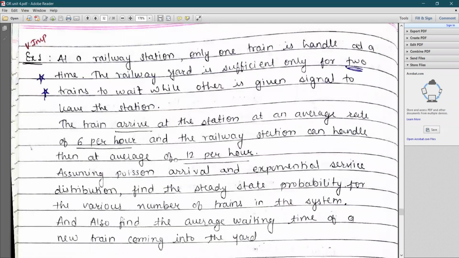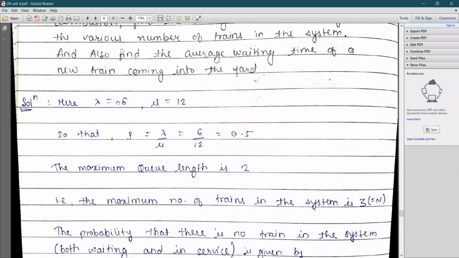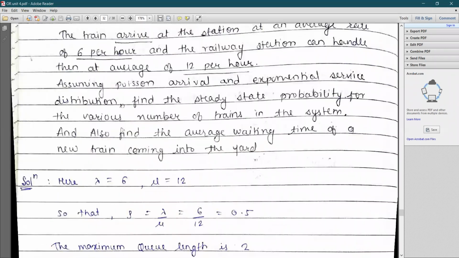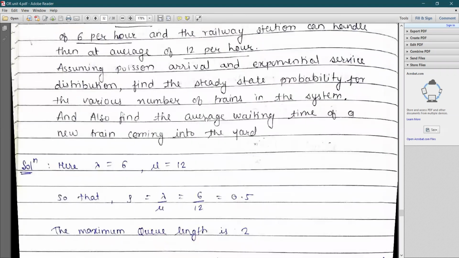Here, lambda means arrival rate. The arrival rate here is 6 per hour. Therefore, the value of lambda is equal to 6. The trains arrive at the station at an average rate, meaning 6 per hour. That is the arrival rate, the value of lambda. And the railway station can handle them at an average of 12 per hour. That is the service rate. Therefore, this is the value of mu. Mu is equal to 12.